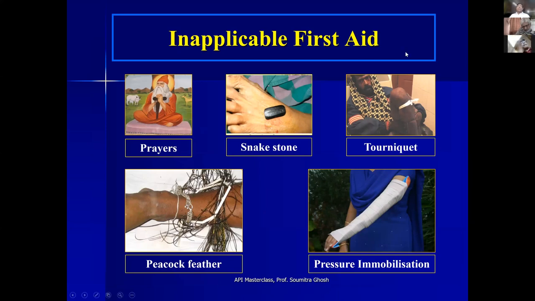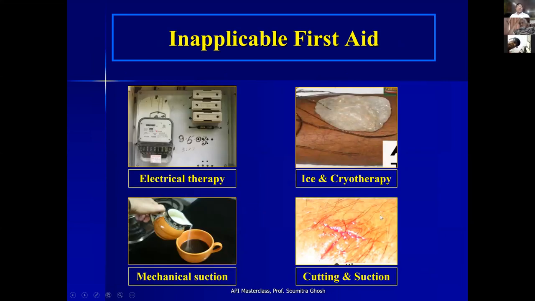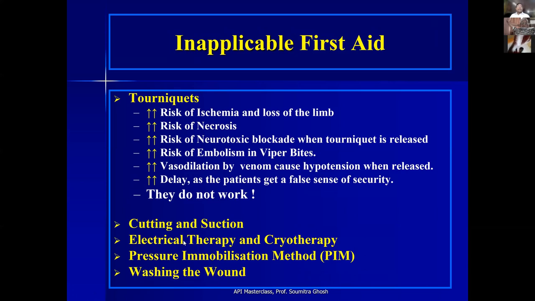The first aid we should not recommend includes prayers, ojhas, snake stones, tourniquets, pressure immobilization, peacock feather. We should not recommend these, because these are all bad things. Electrical therapy, ice therapy or cryotherapy, cutting, suction, local infiltration of ASV, mechanical suction, these are all bogus things. Do not encourage them as a person of modern medicine. Tourniquets increase the chance of ischemia, necrosis, neurotoxic blockade, embolism, and vasodilation. And if there is delay, the patient often gets a false sense of security. So they do not work.